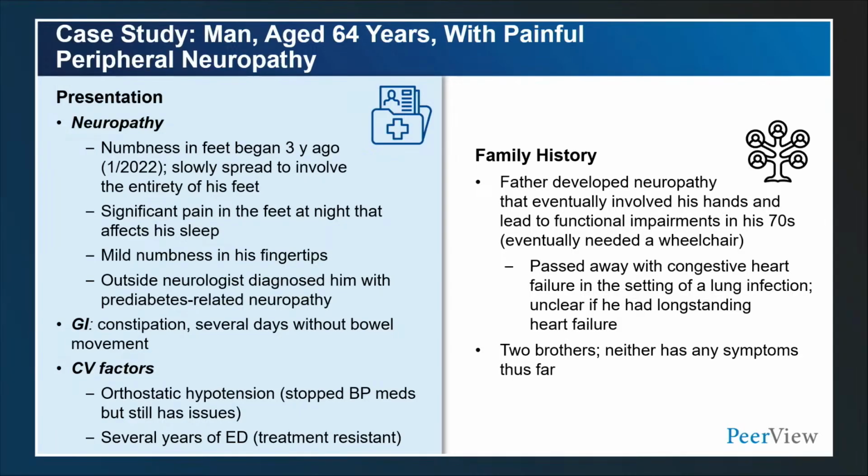And then when taking the family history, he did have a family history of neuropathy. It was pretty severe in his father, led him to use a wheelchair. He also had heart issues, so kind of several red flags here. His brothers didn't have any symptoms.